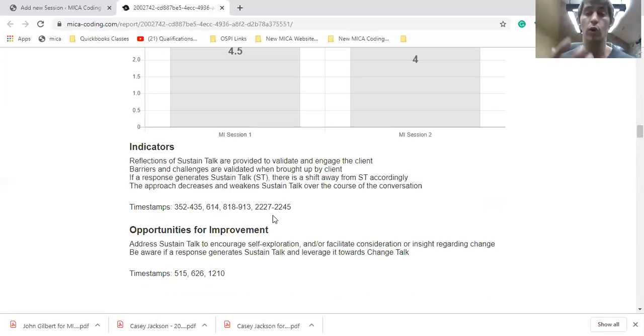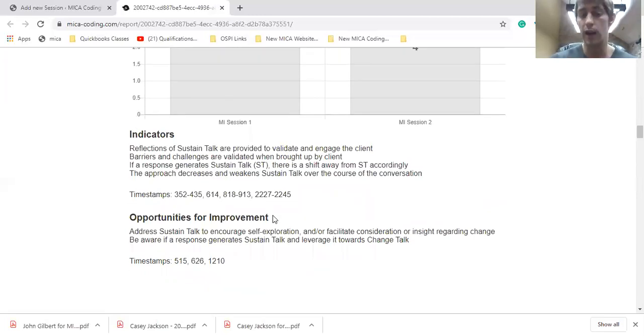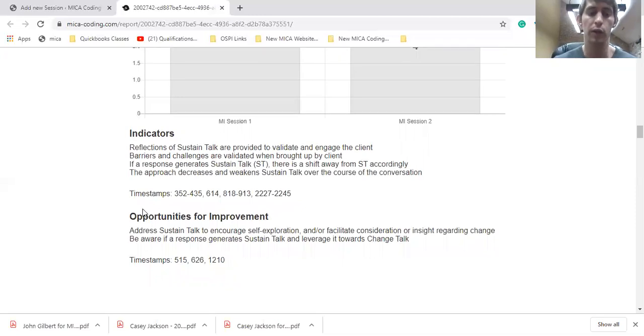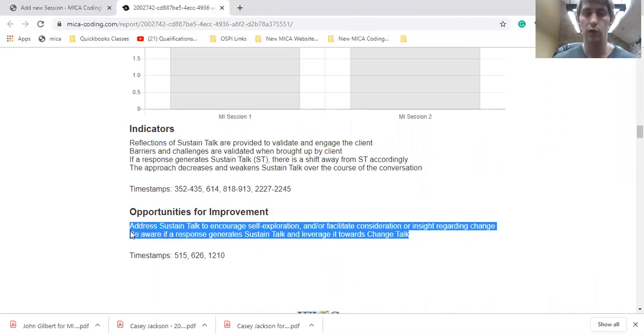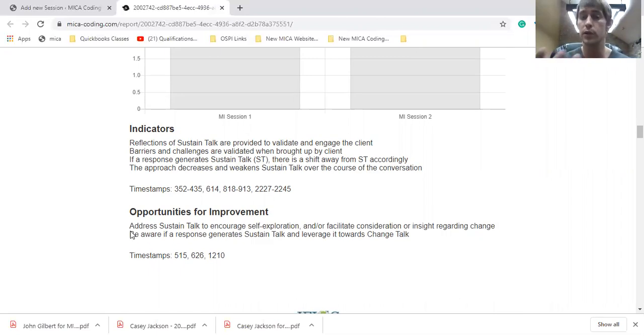Then if I'm wanting to work on that particular strategy in this case, I would look at my opportunities for improvement, and this would give me a sense of what to do differently to increase my score and really contribute to the person in a next-level sort of way. I could address sustained talk to encourage self-exploration, facilitate change, or facilitate consideration or insight regarding change. So I could do that, or this other feedback here at these times at 5 minutes and 15 seconds, 6 minutes, 26 seconds, 12 minutes, 10 seconds.